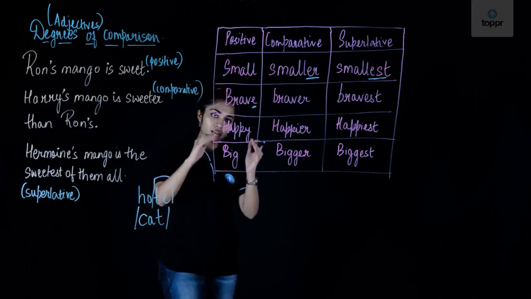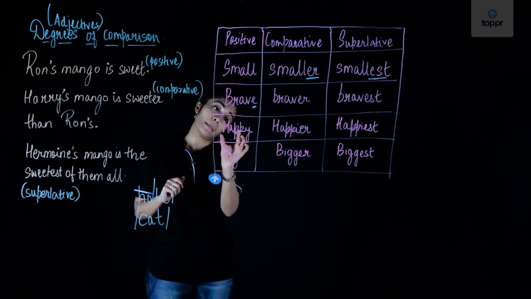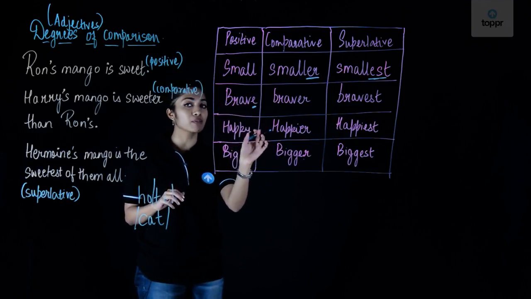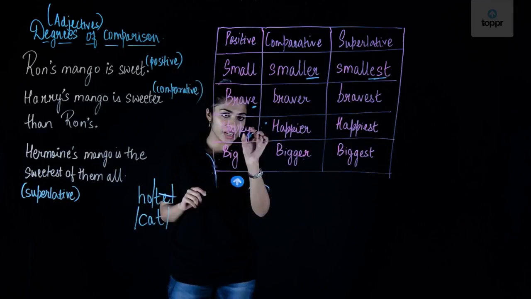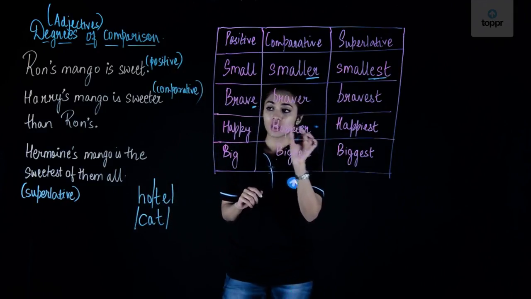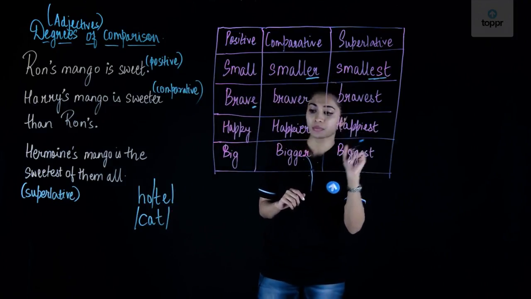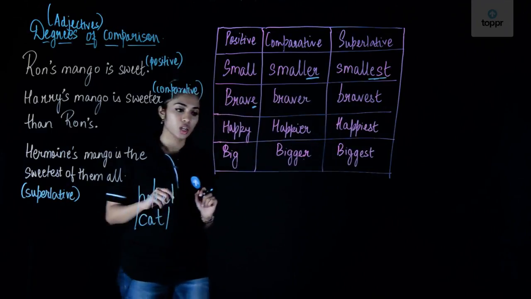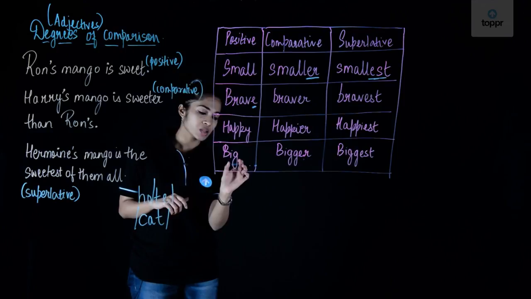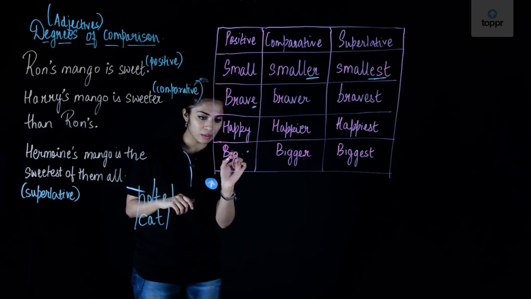Let's look at the next example, happy. So the word happy ends with the letter Y, and to form the comparative form, we change the letter Y into an I and simply add an ER to it. So happy becomes happier and the superlative becomes happiest. Let's look at the next word, which is big. Now, if you look at this word big, it ends with a consonant, which is G, and it is preceded by a vowel sound.